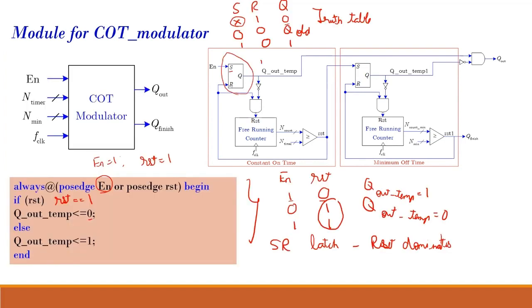Sir, suppose both the reset and this enable are there. If both reset and S are there, so SR is 1-1, your Q will still be 0.